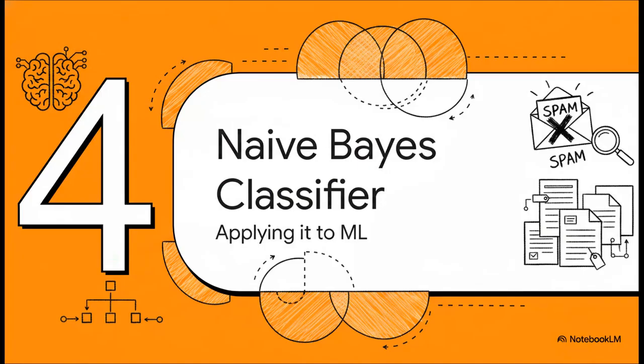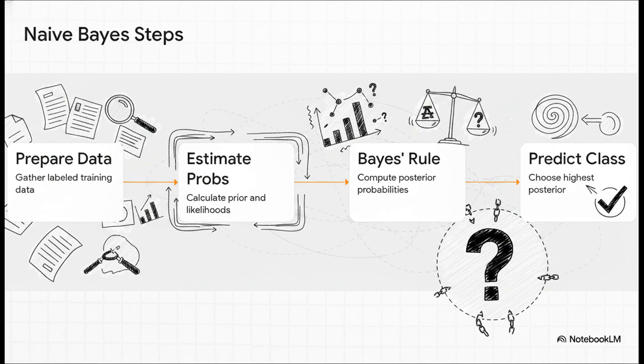Section 4. Naive Bayes classification. Let's take all of this and apply it directly to machine learning. Think of this AI model as a detective working through 4 distinct steps. First, it prepares labeled data. Second, it estimates prior and likelihood probabilities. Third, it applies Bayes' rule. And fourth, it predicts the class with the highest posterior probability.